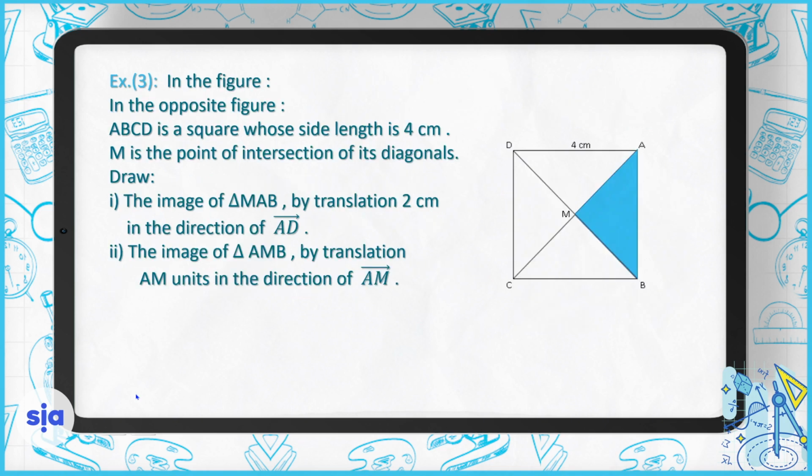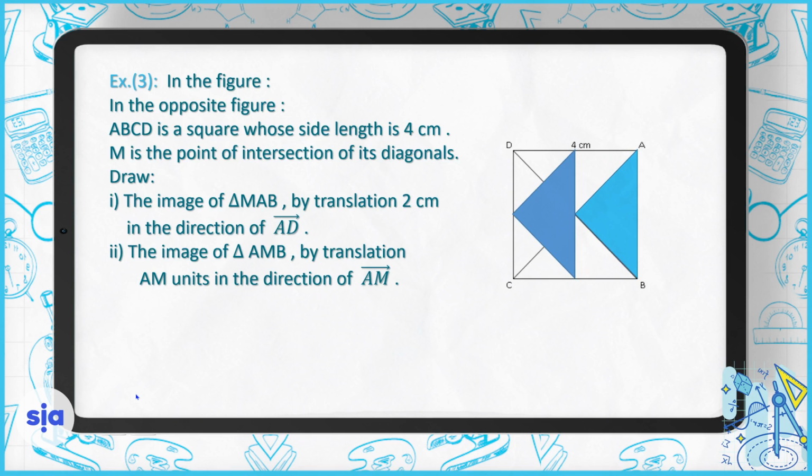Exercise number 3. In this figure, ABCD is a square whose side length is 4 centimeters, where M is the point of intersection of its diagonals. The question wants me to draw the image of triangle MAB by translation 2 centimeters in the direction of AB. So now I moved this triangle 2 centimeters to the left towards AD.